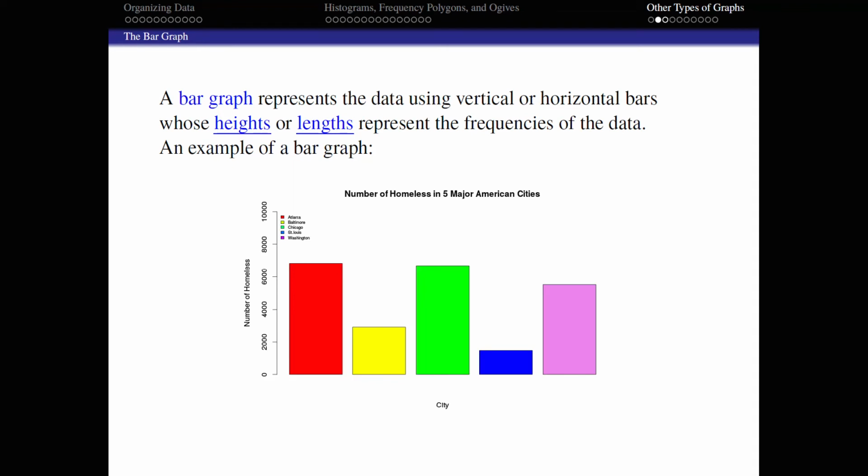However, in your bars, what you're going to notice is that the bars are going to be separated, and normally in a plot you'll either color code them, as on a computer we're doing here, or you'll have a label underneath each one indicating the different cities: Atlanta, Baltimore, Chicago, St. Louis, and Washington, and the number of homelessness in these different cities.